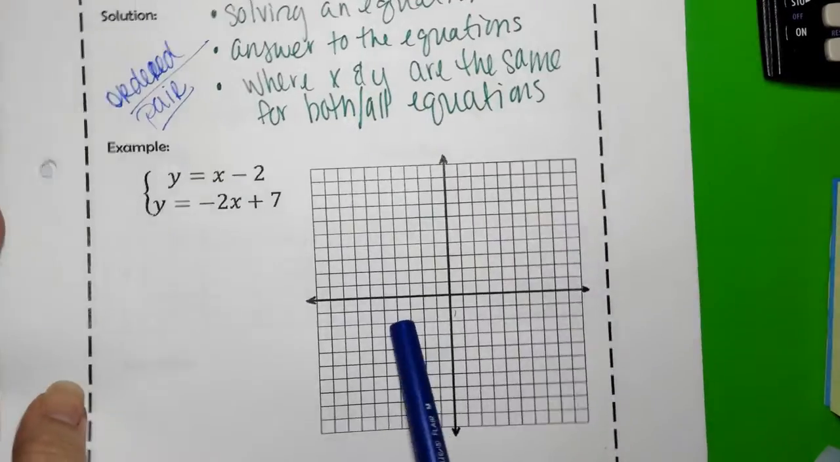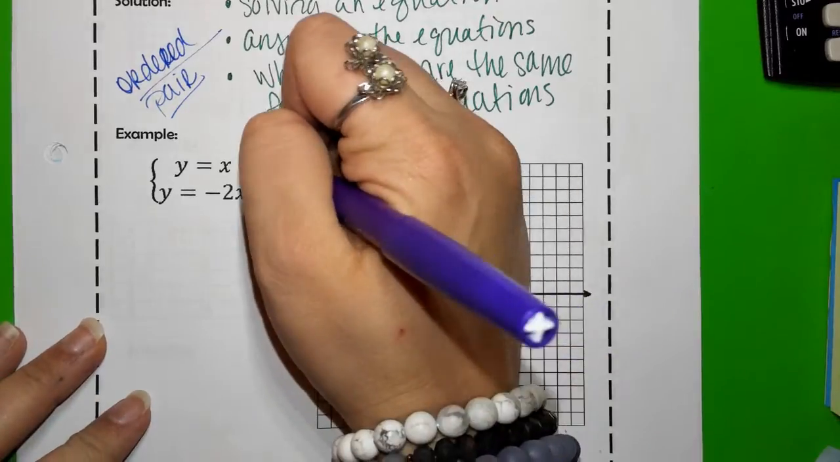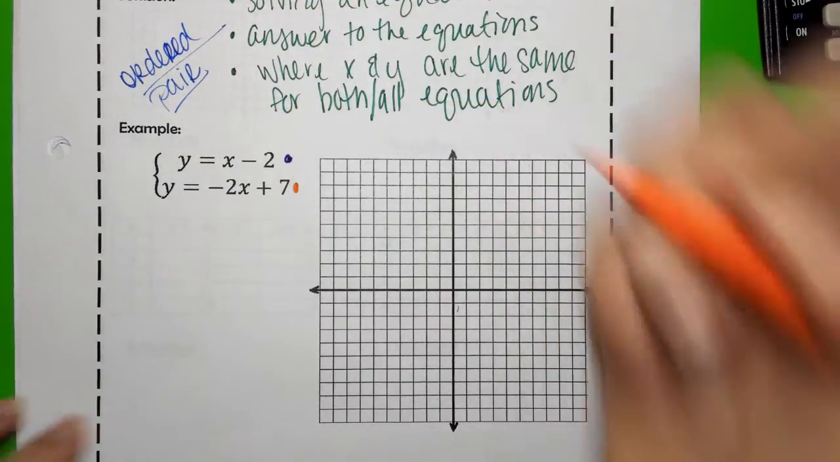Alright, let's graph these. I'm going to use two different colors, and I strongly suggest that you use two different colors. Can they be a marker? Yes, two different colors. Alright, purple and orange are going to be mine.